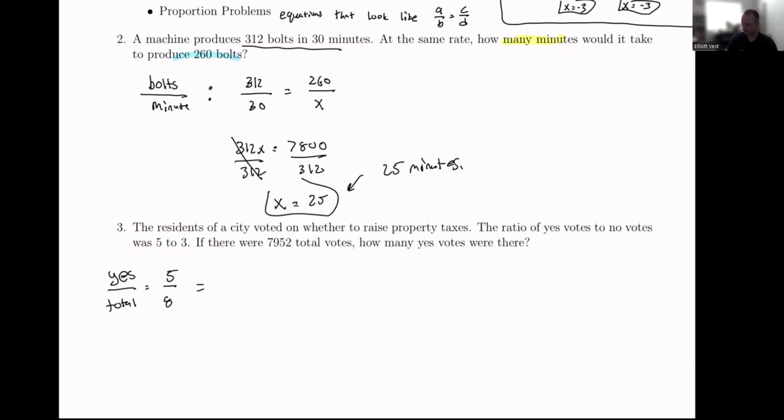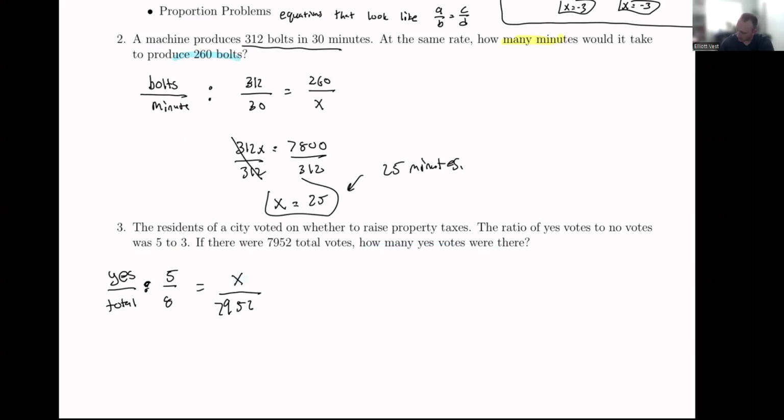Okay? If there were 7,952 votes total, how many yes votes were there? That's how I would say how many yes votes. Well, I don't know how many. Let's put it as an X for us here.